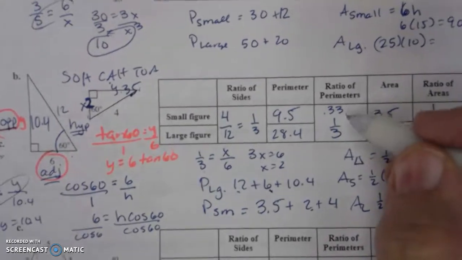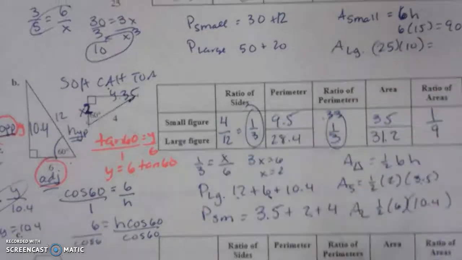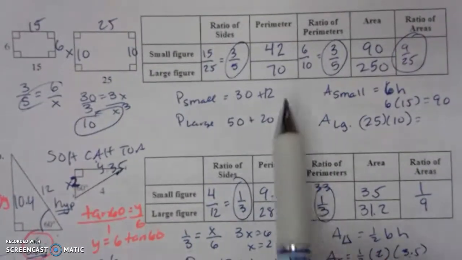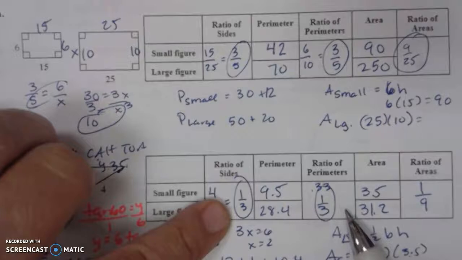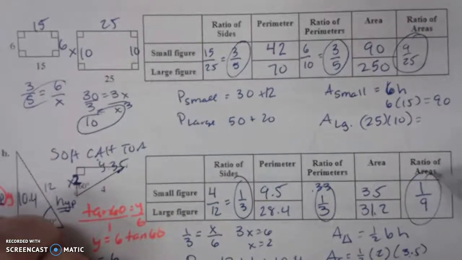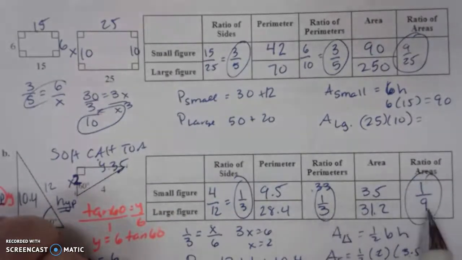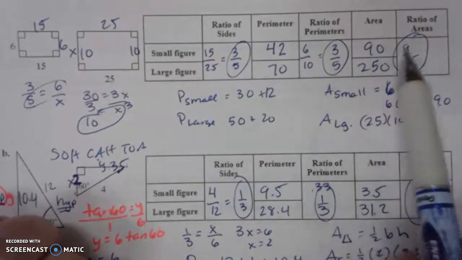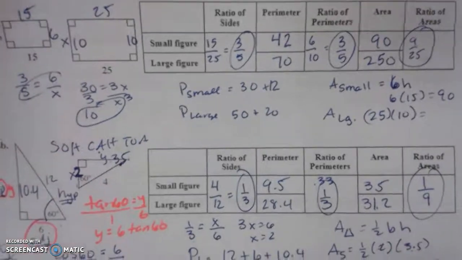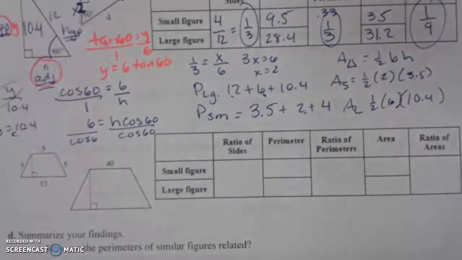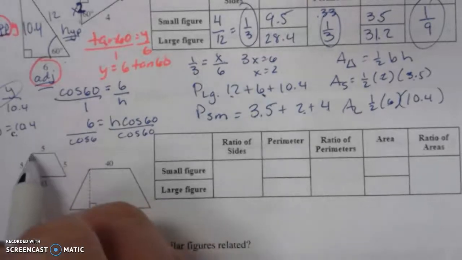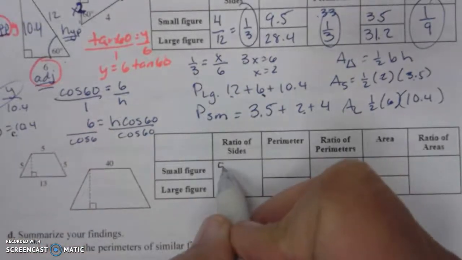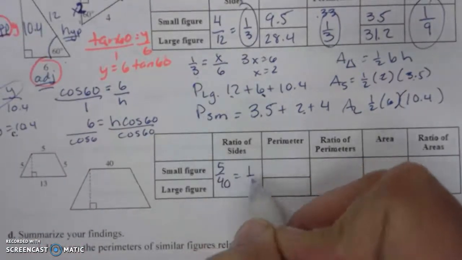But again, notice our ratios, right? The ratio of the perimeters and the ratio of the sides are the same, and then there must be some kind of relationship between the perimeter and the area. Do you see it yet? Let's keep going. Let's look at the next one. Okay, the ratio of the sides. Well, I'm going to look at the sides, and I get the sides is 5 over 40, which reduces to 1/8.